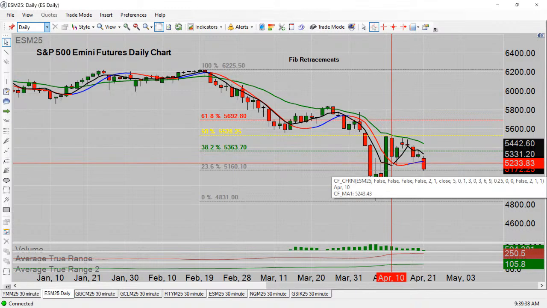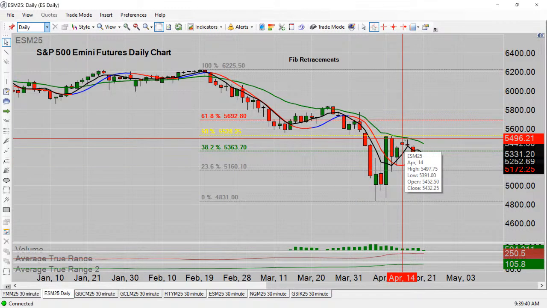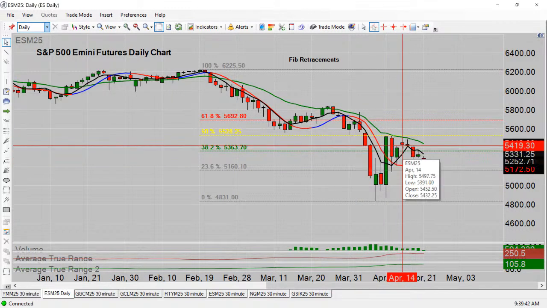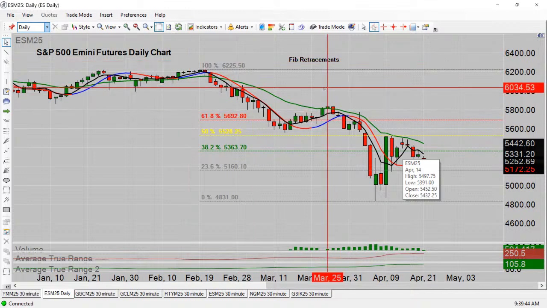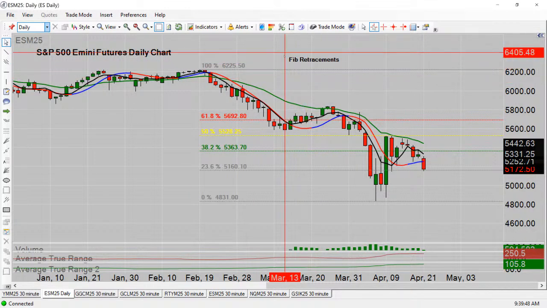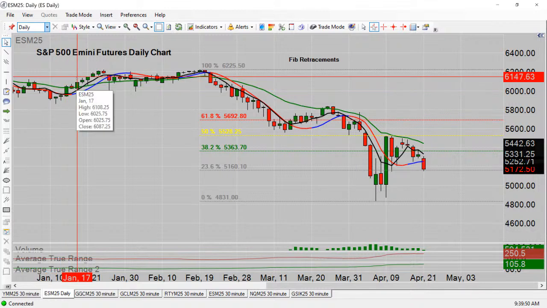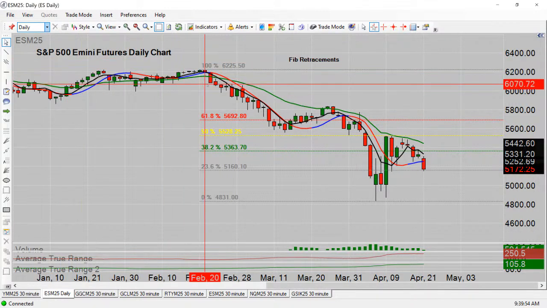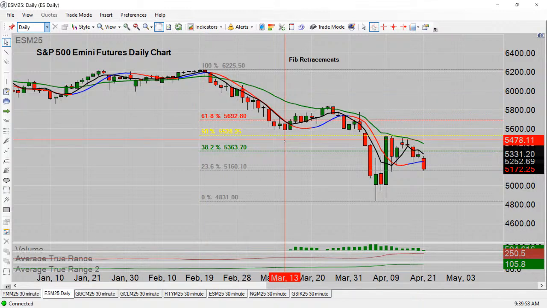Now, when the step line crossed, we got our pullback, but we didn't quite touch the BBC. The green line is called the BBC, which stands for bull bear cross. When price crosses above the green line, we're bullish and expect higher prices. When price crosses below the green line, we're bearish and expect lower prices.